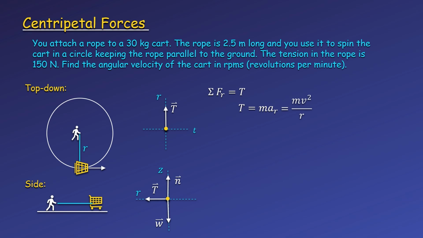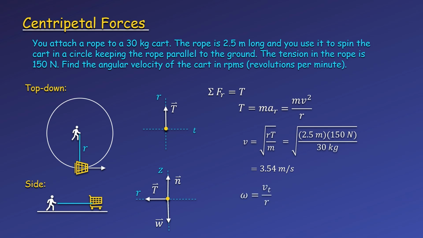We could also write our radial acceleration in terms of the angular velocity and solve for it straight away, but I'll solve for the tangential velocity v and then get the angular velocity from there. Solving for the tangential velocity v and plugging in, we get a speed of 3.54 meters per second. Now we can use the relationship v equals r times omega to solve for the angular velocity. Doing this and plugging in, we get the angular velocity as 8.85 radians per second.